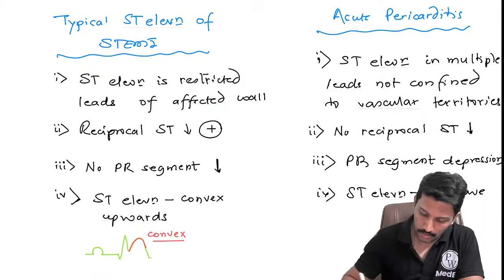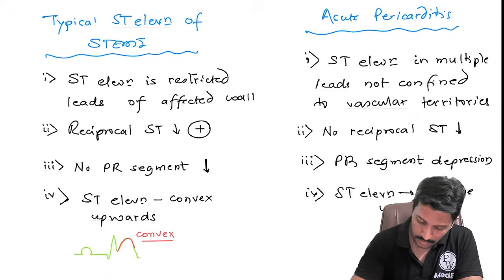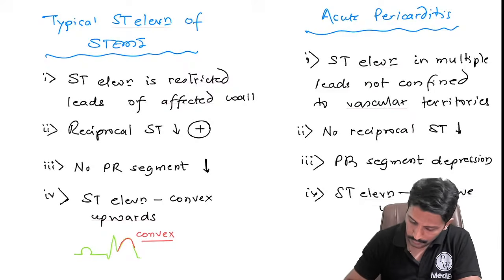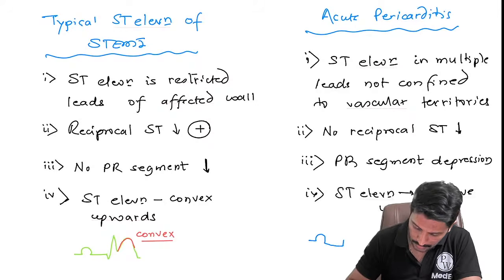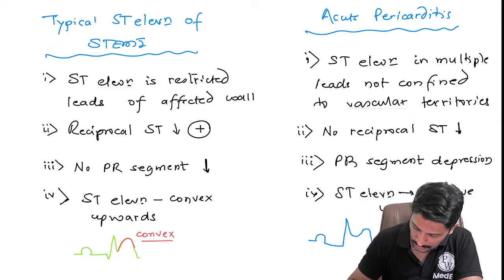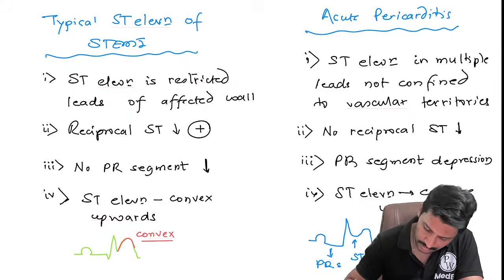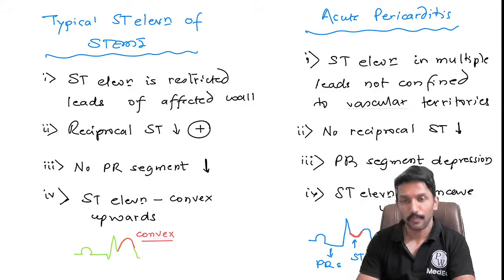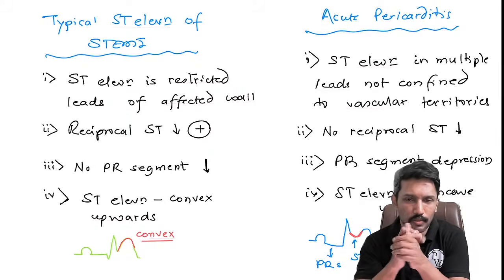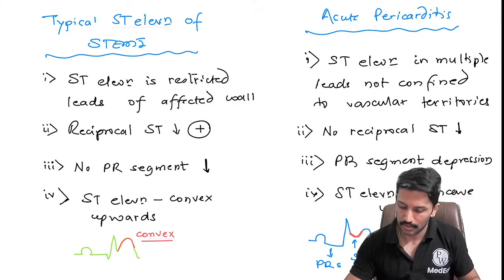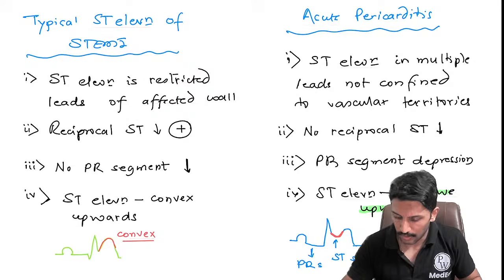While the ST elevation that you are getting here in acute pericarditis is going to be like this: first of all the PR segment which is depressed, and then the ST segment which is concavely elevated. So this is a typical finding, right? You will have a depressed PR segment and an elevated ST segment, but the ST segment elevation is concave, not convex. So these findings generally help you to differentiate between MI and acute pericarditis.